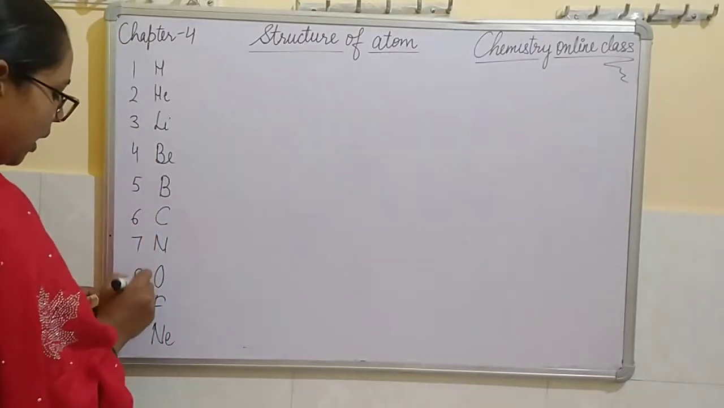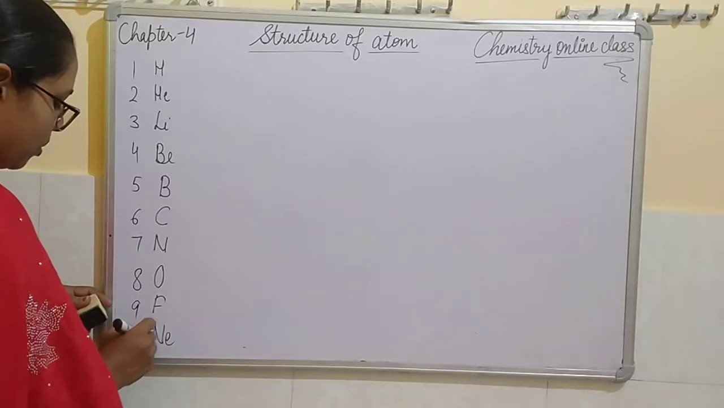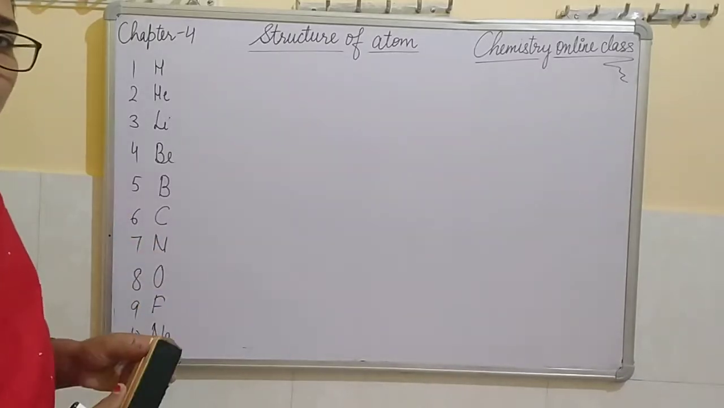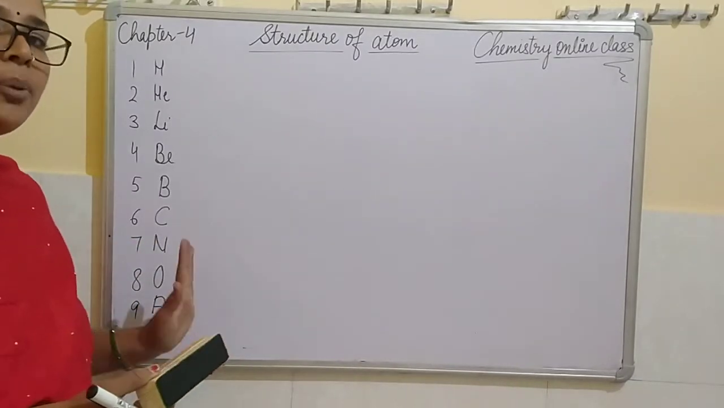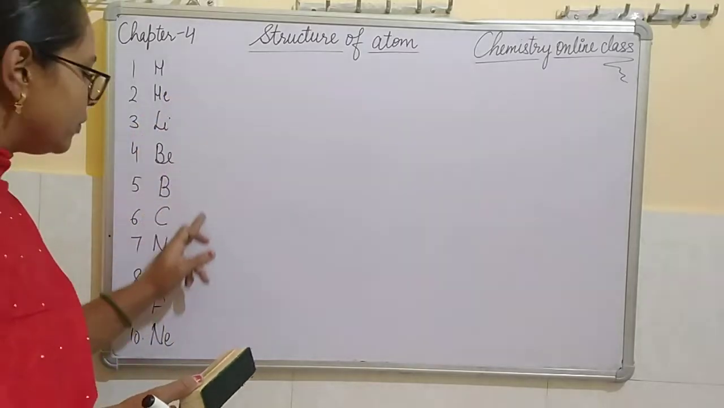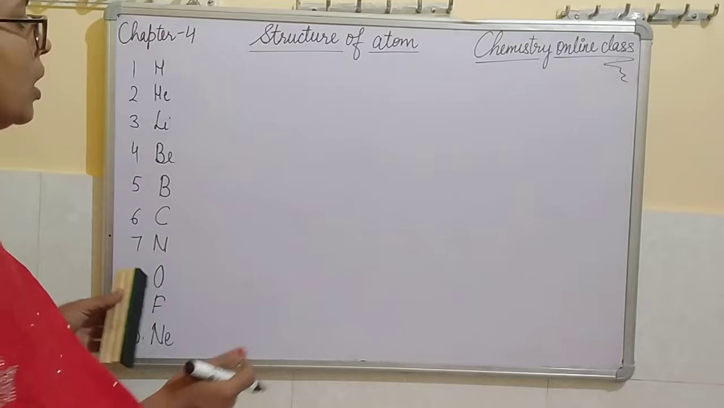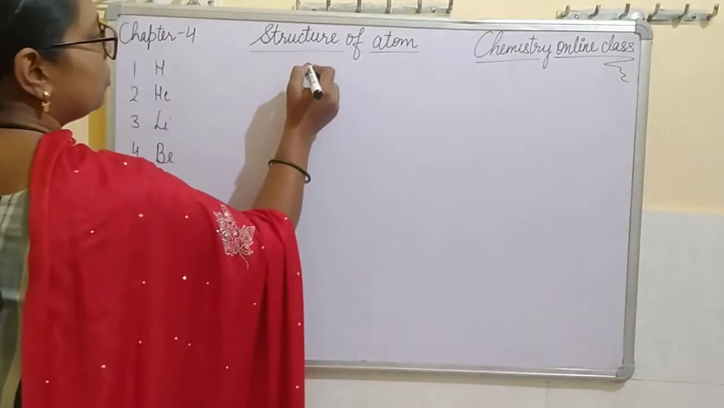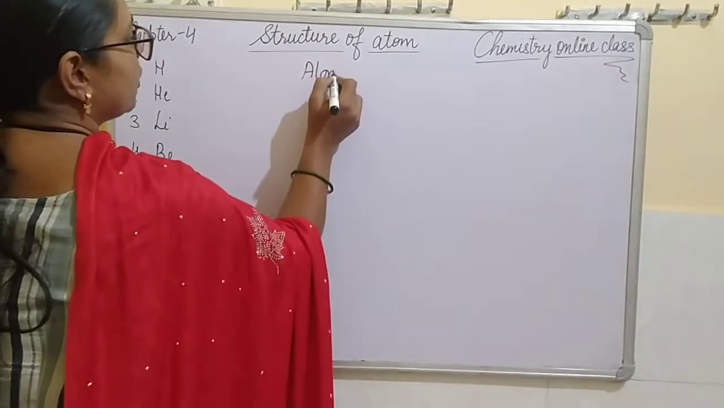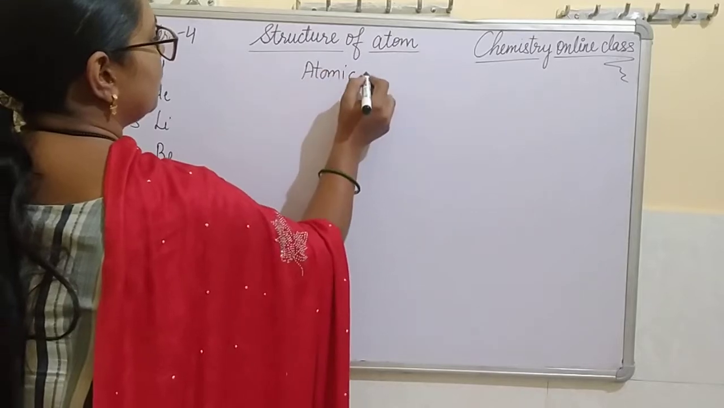So how can I arrange the number of electrons for this? Firstly, I must know the number of electrons in that. So how would I come to know? Let's define two basic terms. First one is atomic number.